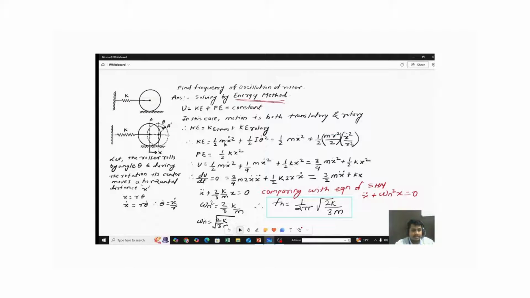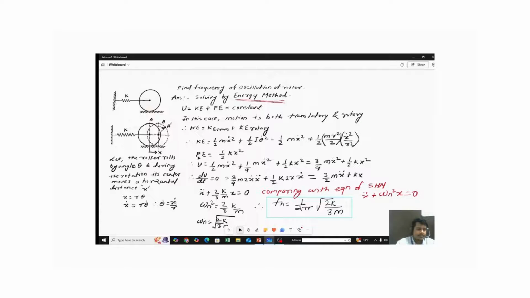You can see here the 1 half is the same, m is there, x dot square, then plus 1 half again remains the same, and this I is just replaced with mr square by 2, which is nothing but the moment of inertia of the roller. Then theta dot is what? Theta dot is x dot by r, right? So this theta dot is replaced here with x dot square by r square, because here it is squared. Hope you got that.